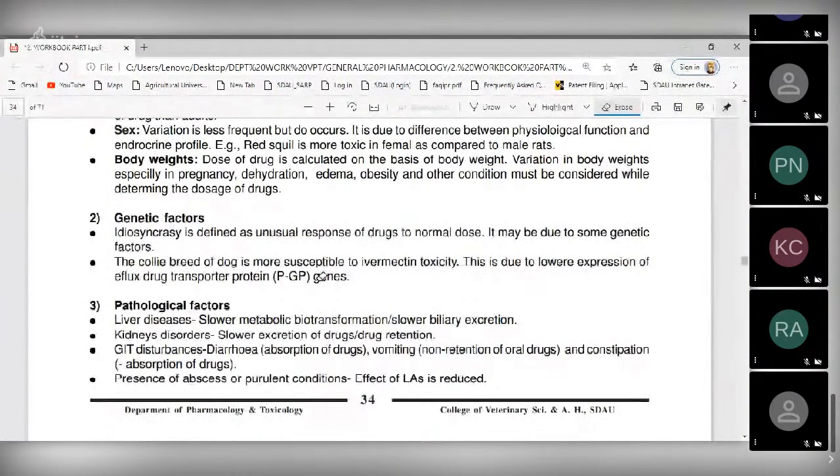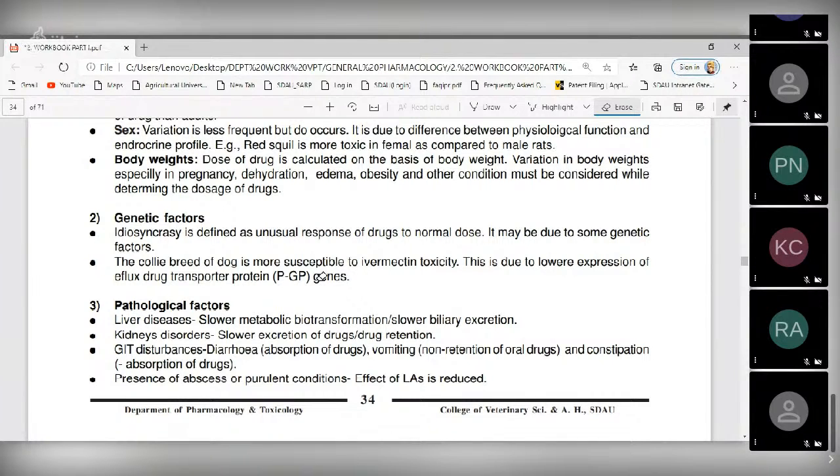Gender variation: male and females differ, because their entire endocrine and physiological profiles are different from each other. The female reproductive tract is dynamic and cyclical, with a cyclical release of hormones, as we have already studied. Because of that dynamic physiology of the reproductive tract, the dose response in male and female is always different. It is also true for men and women. For example, red squill is more toxic in female rats as compared to male rats.